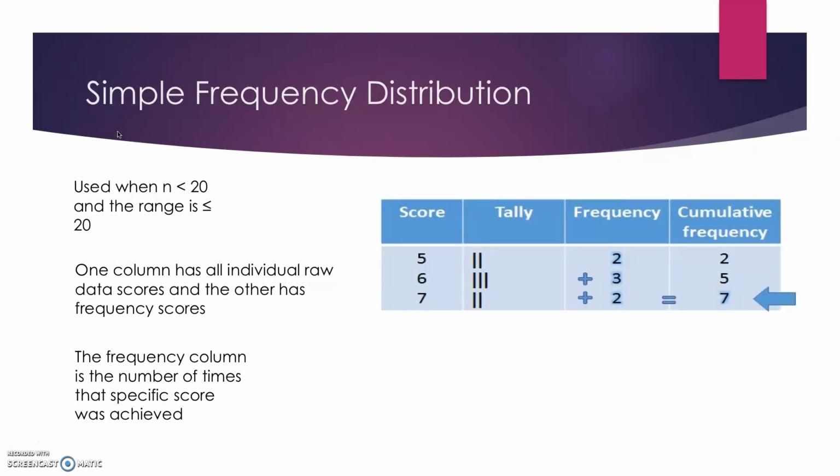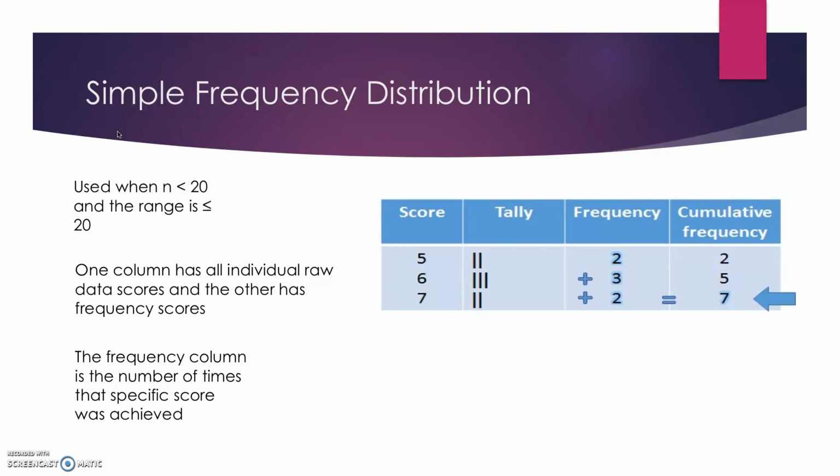The third way of organising data is by using the simple frequency distribution. In this way of organising data, the cumulative frequency must be worked out. This is a running total of all the frequencies. You tend to use simple frequency distribution when the number of participants is less than 20 and the range is less than or equal to 20.